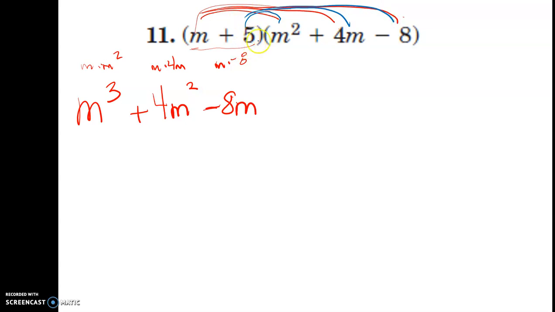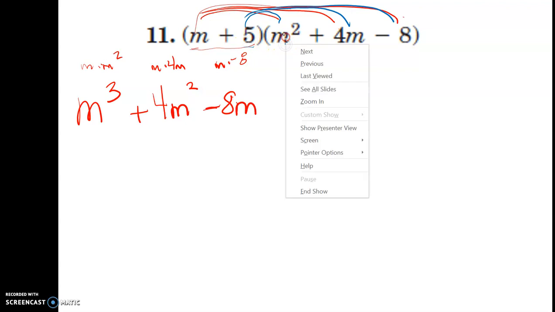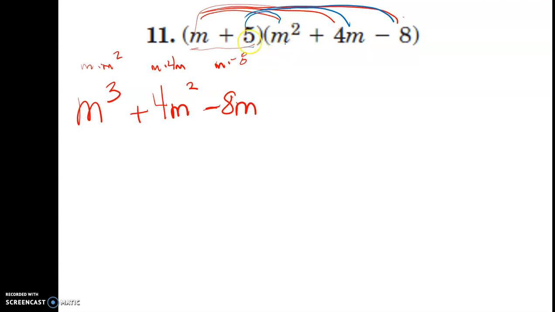So I have 5 times m squared. Now, because there's no other letter here, I'm going to stack him down here underneath the m squared. It makes it a lot easier if I can stack them together when it comes time to pulling them all together. Then I'm going to distribute that 5 out to the 4m, so here we get a positive 20m. Distribute that 5 all the way out to the negative 8, gives me negative 40.